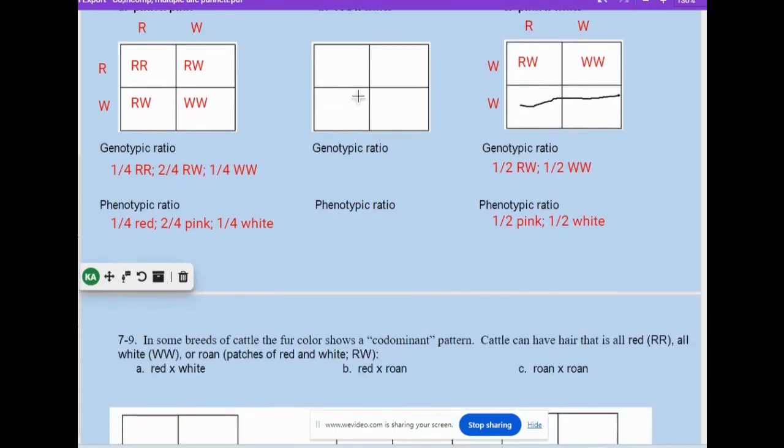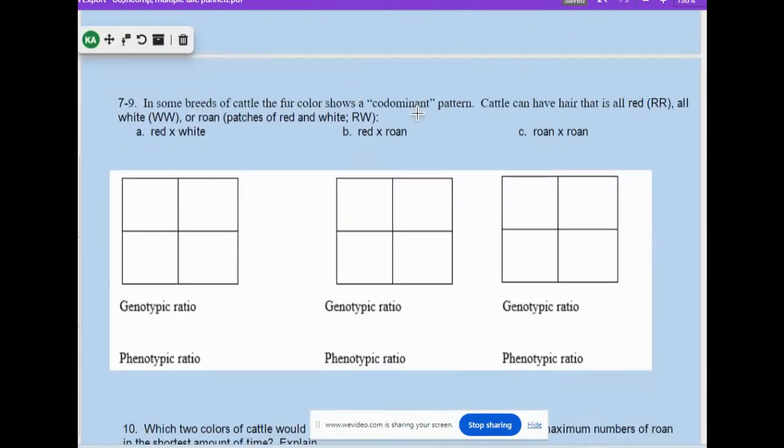Incomplete dominance. Now down here, I'm going to do two of these. You're going to have to do the other one. If you don't do the other one, you're wasting your time because you're not going to get any credit. This is codominant.